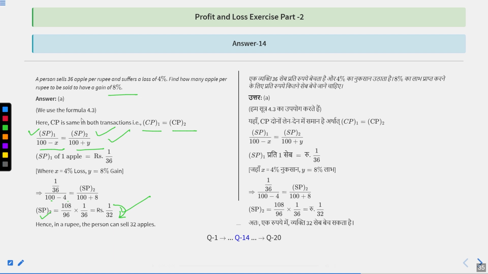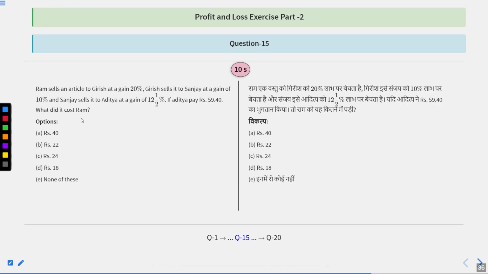Next one. Ram sells an article to Girish at a gain of 20%. Girish sells it to Sanjay at a gain of 10%, and Sanjay sells it to Aditya at a gain of 12.5%. If Aditya pays 59.40 rupees, what was the cost price to Ram? You have 5 options and 10 seconds to analyze the question. Your time starts now.